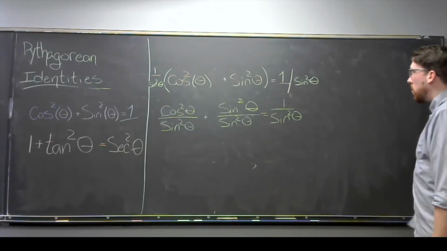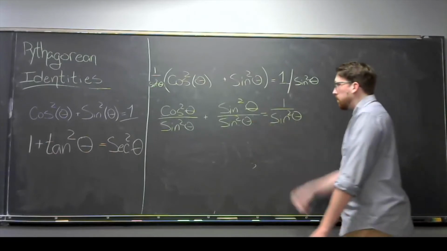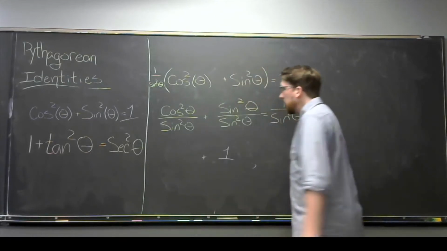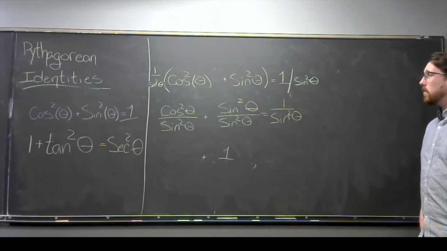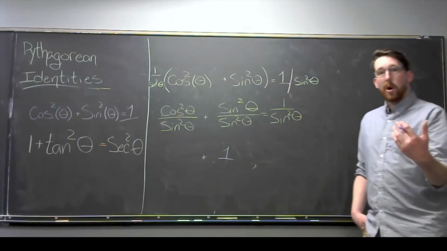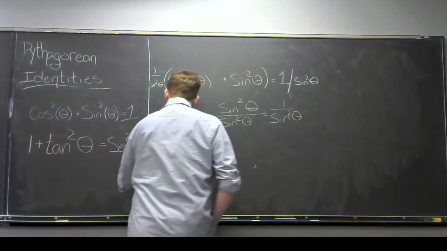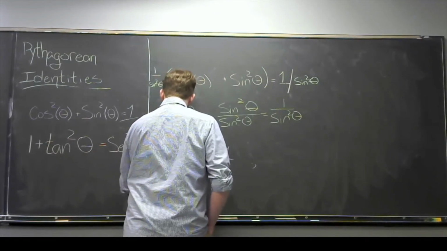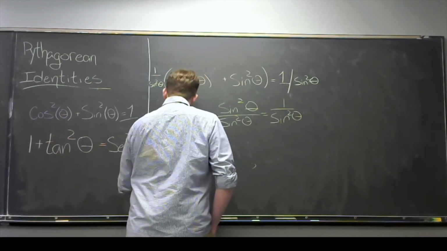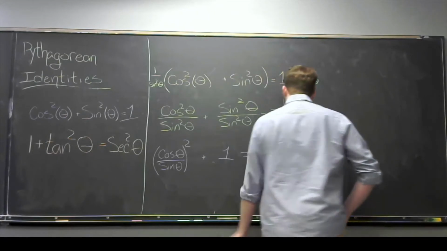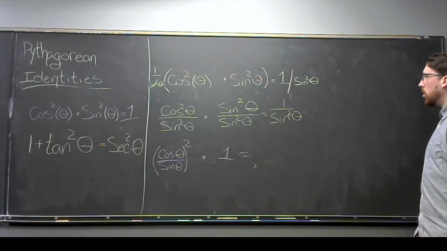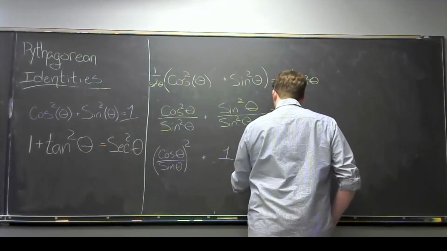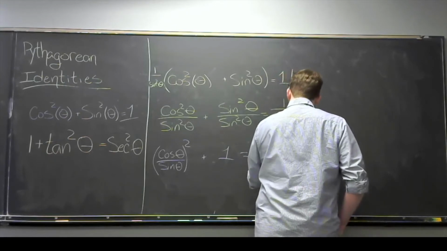Now, same trick as before. Notice that this becomes 1. And cosine squared over sine squared, or we can pull that square out and rewrite it as cosine theta over sine theta, the quantity squared. All of this equal to 1 over sine squared theta, or cosecant squared theta.